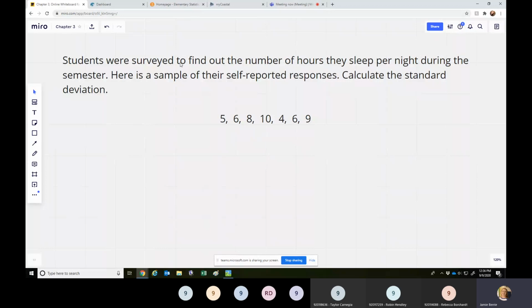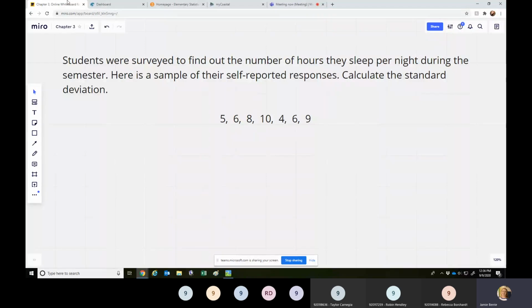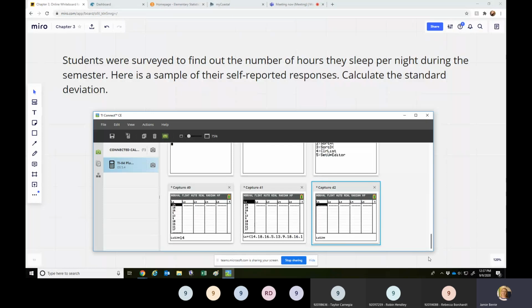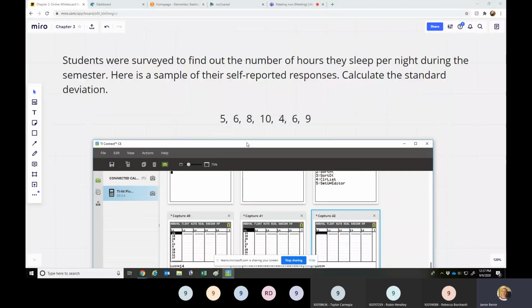Let's type in this data. One thing that sometimes people will ask is, do you have to type it in order from smallest to biggest? You do not. You can type it in any order. All right, so we're going to start off 5, 6. Let me show you my calculator screen. Whoops, sorry, I covered up the data. 5, 6, 8, 10, 4, 6, 9.